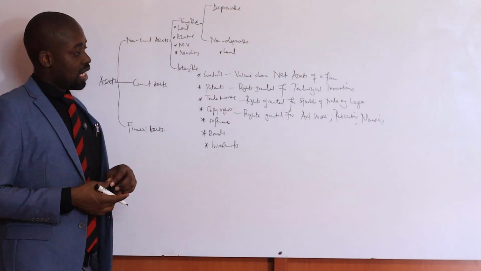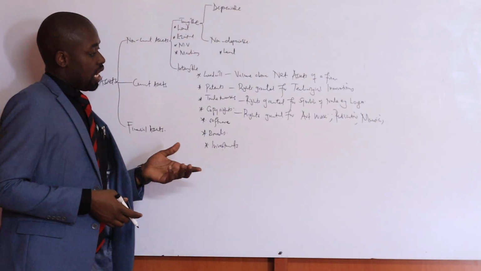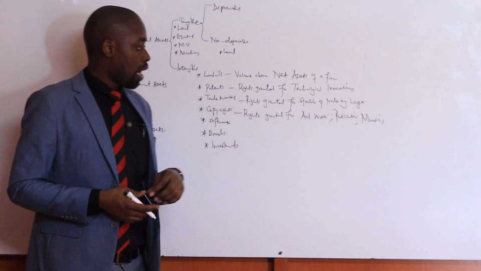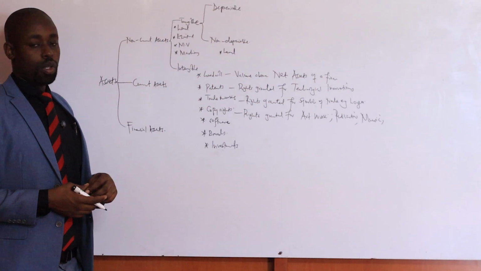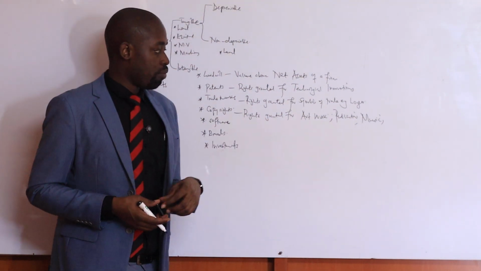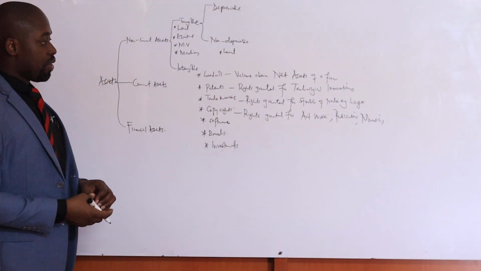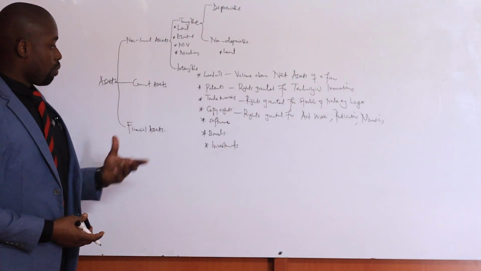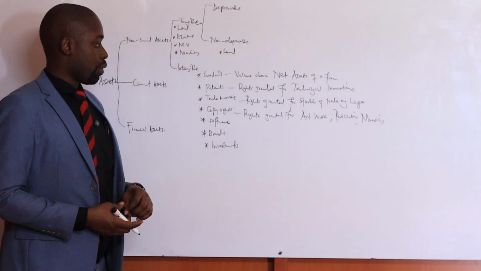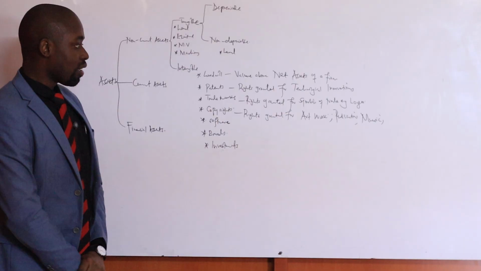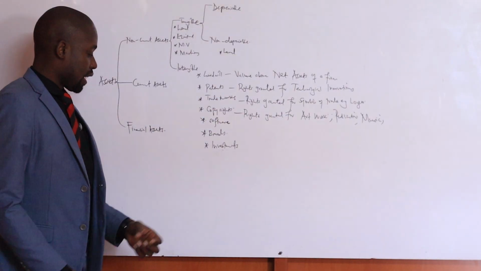So a copyright is rights granted for works of art, like music. When you produce your music, you must go to the government and have it registered under your name. By so doing, you're getting a copyright. So any artwork rights are called copyrights.